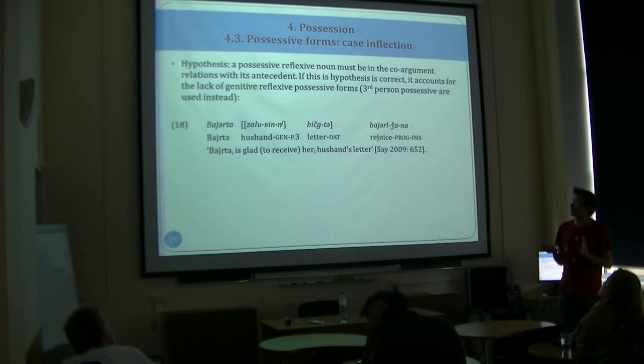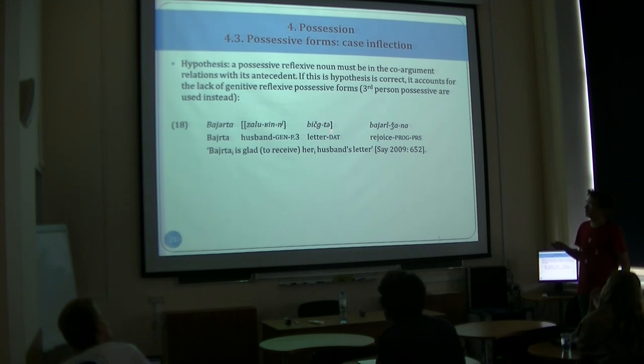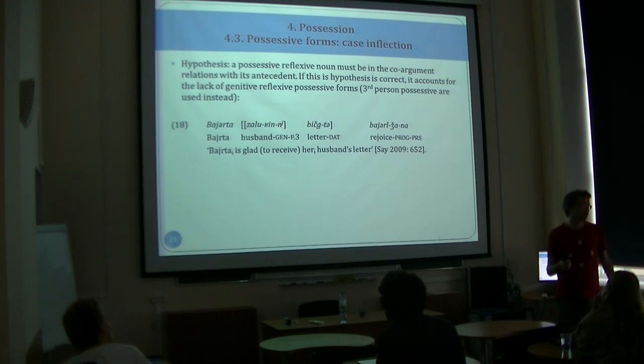So when they need to express something like that, what they use are morphologically just possessive third-person markers or first-person markers or second-person markers. For example, here, Bajta is glad to receive her husband's letter. Rejoice is the verb which takes a dative object, so she is glad to rejoice about the letter, which is in the dative case, and the letter is her husband's. So theoretically, that's exactly the context where we could expect something like a possessive reflexive, because the husband is Bajta's husband. But in fact, it's completely different. What we got here is nie, and it's third person.